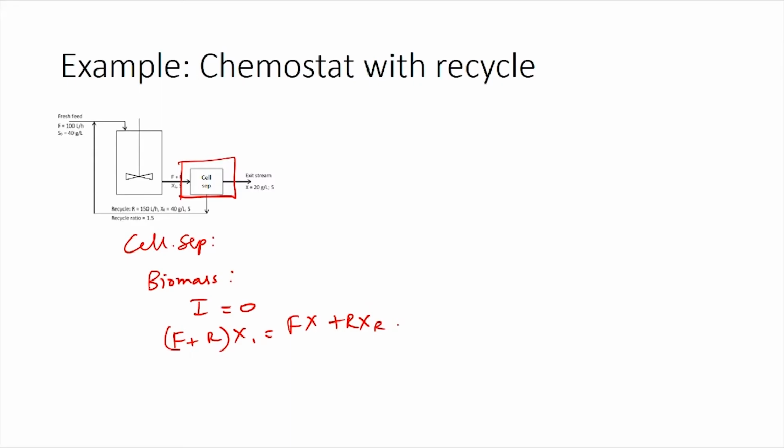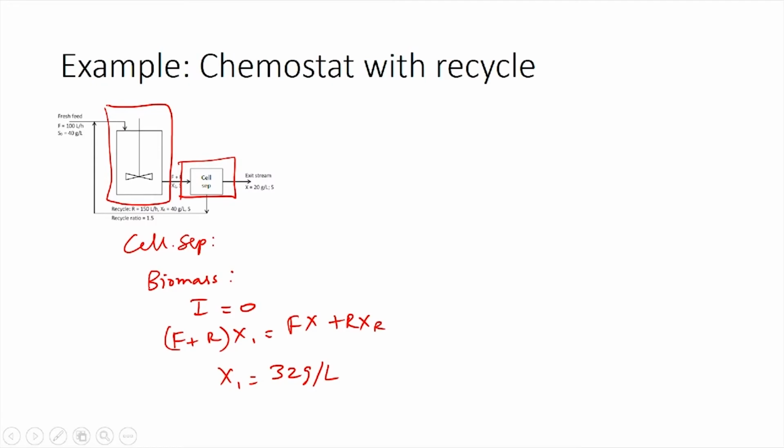We know that the value of x is 20 grams per liter and value of xr is 40 grams per liter. We also know the values of F and R. So, substituting all of them here, we can calculate x1 as 32 grams per liter. Now that we have the information about the total product stream which is leaving the chemostat, we can start writing the balances for the chemostat itself.